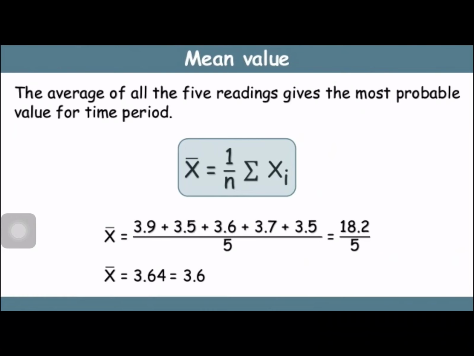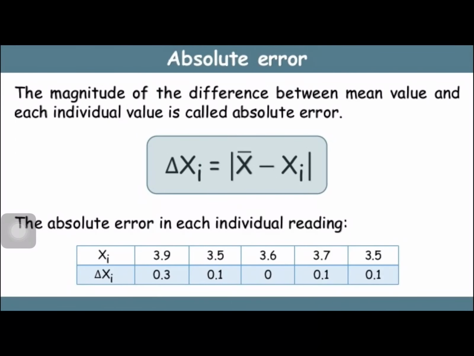See the formula. The mean is equal to 1 by n into summation of xi. So you add all the values 3.9, 3.5, 3.6, 3.7, 3.5 divided by 5. So the mean value is 3.6. And what is absolute error? It's the difference between the mean value and the individual value. For example, 3.9 is the original value, minus the mean value 3.6. So what are you getting? 0.3. This is the absolute error.